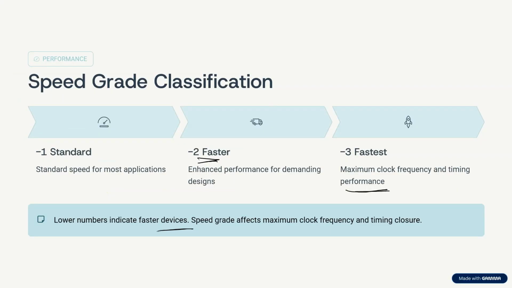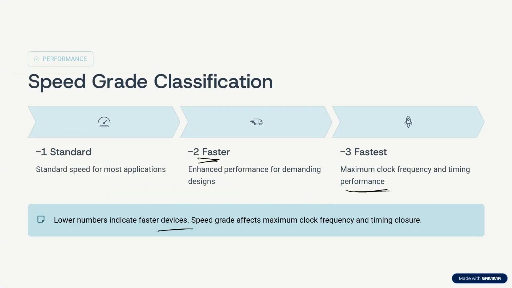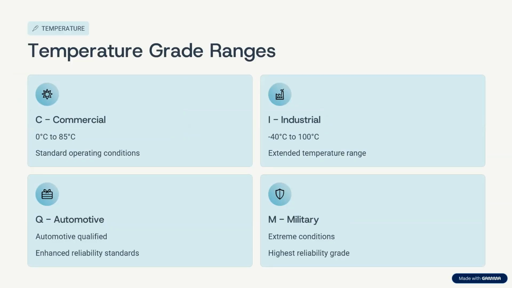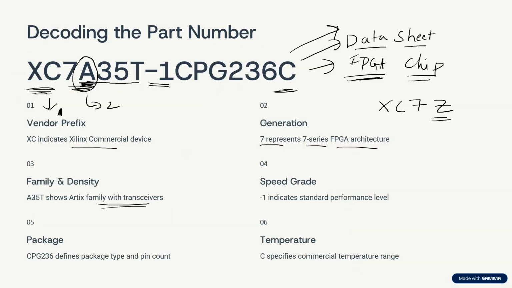So speed grades affect the maximum clock frequency and timing closure. We'll see what your clock frequency is, where you are going to get your clock frequency, and who is generating the clock on your board. Those are all things we are going to see. You just need to have an understanding of what your part number is and what it is indicating.